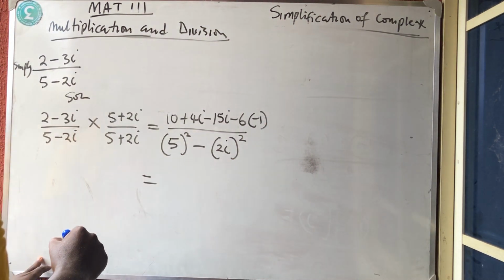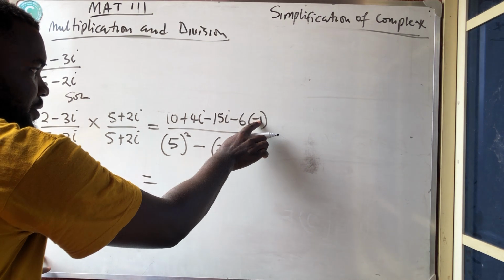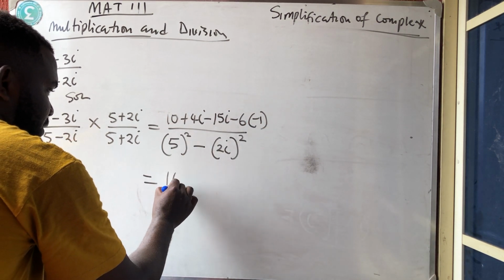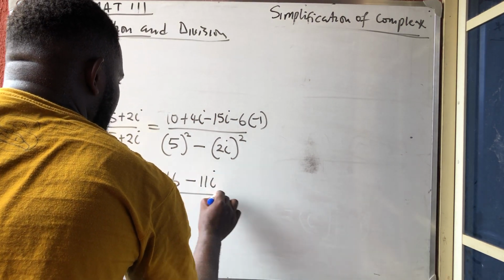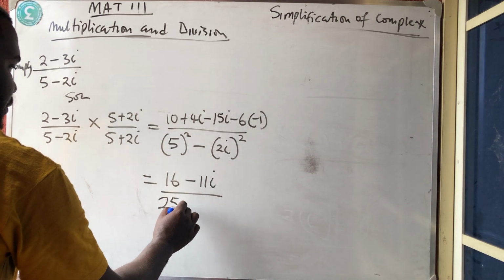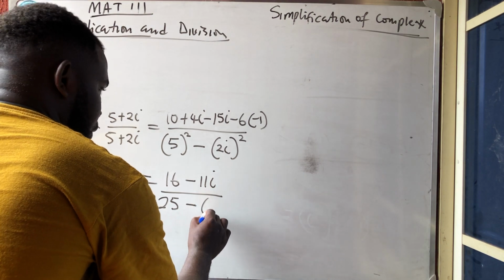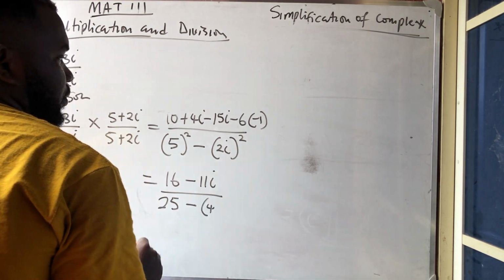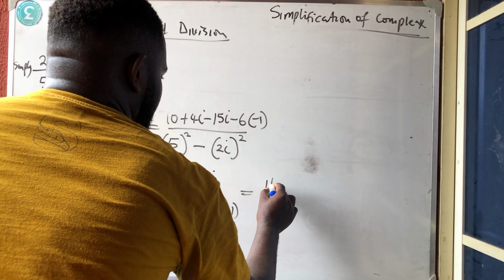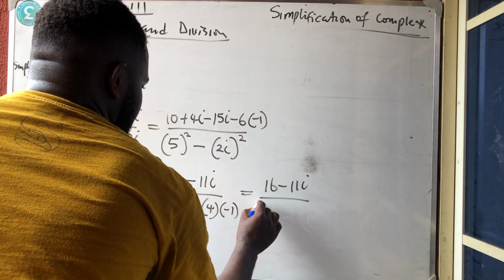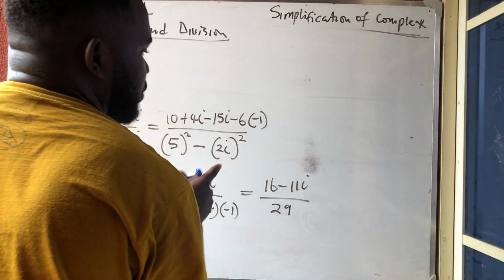So my answer becomes minus is now plus. So 10 plus 6, I'm having what? 16 for the real part. Then 4 minus 15 will give you minus 11i, all over. This square will give you 25 minus, watch you, 2 squared will give you 4. I squared will give you what? Minus 1. So I'm having what? 16 minus 11i all over. Minus is plus. So 25 plus this will give you what? 29. So this is my answer.